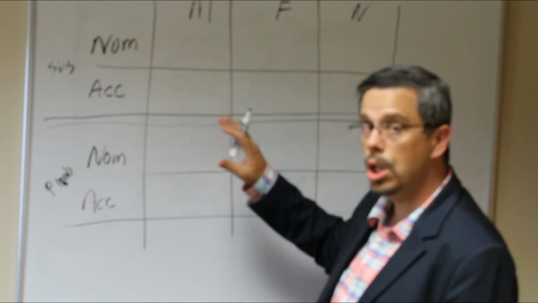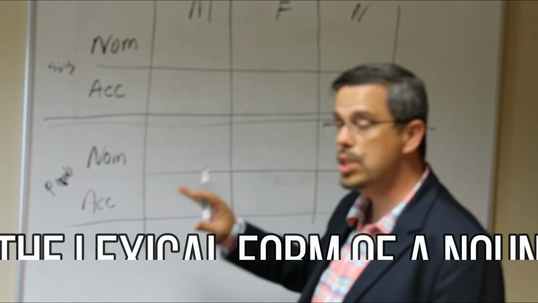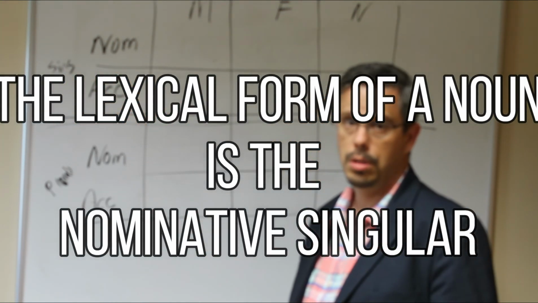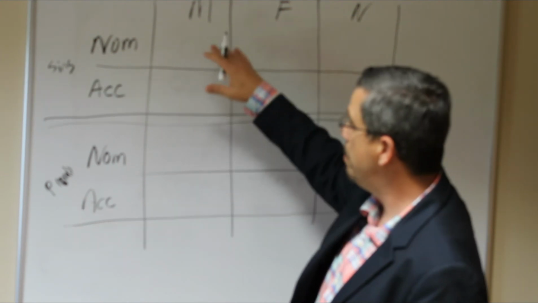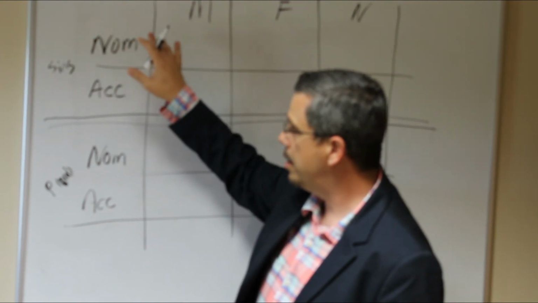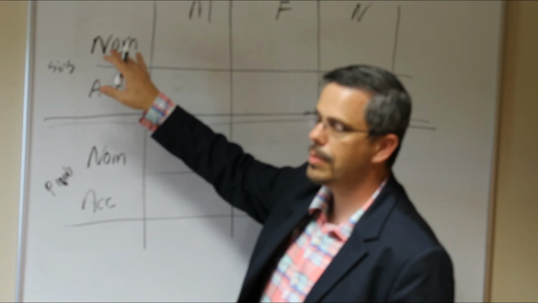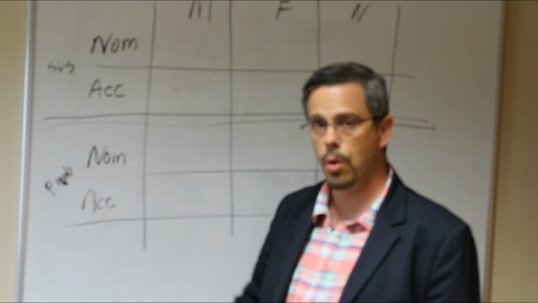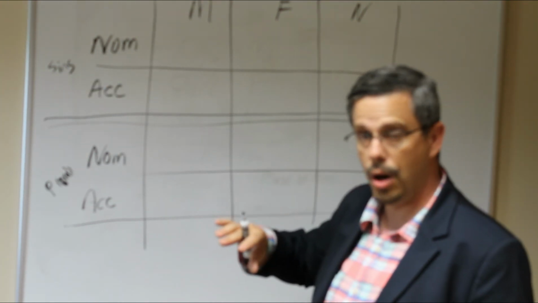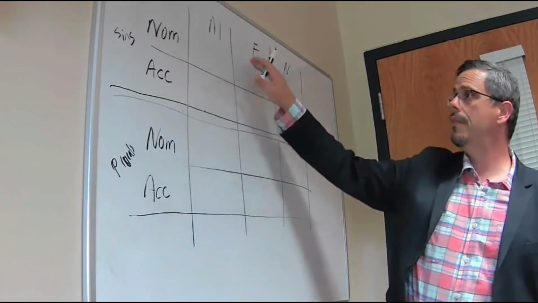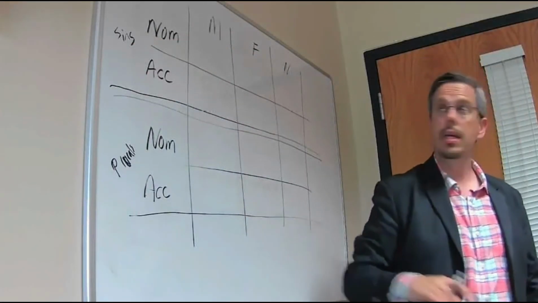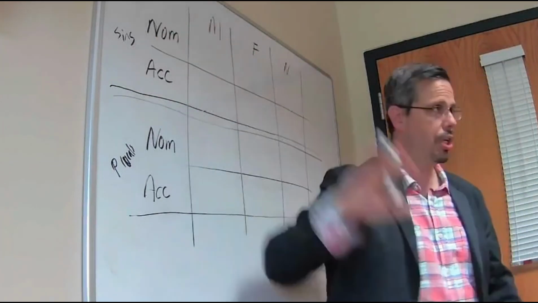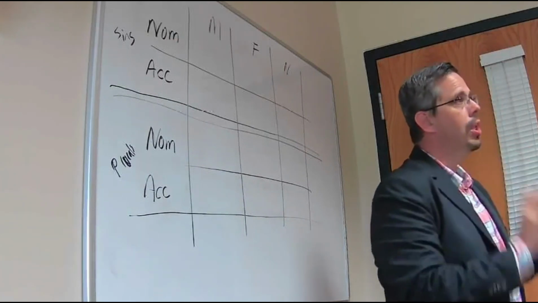So, if you want to look up a word to know its meaning, you will always look up the nominative singular of that word. In our case, if we're talking about nouns, if it's a masculine noun, the lexical form is the nominative masculine singular form. If it's a feminine noun, we look up the nominative feminine singular of that noun. If it's a neuter, we look up the nominative neuter singular of that word. That's called the lexical form.